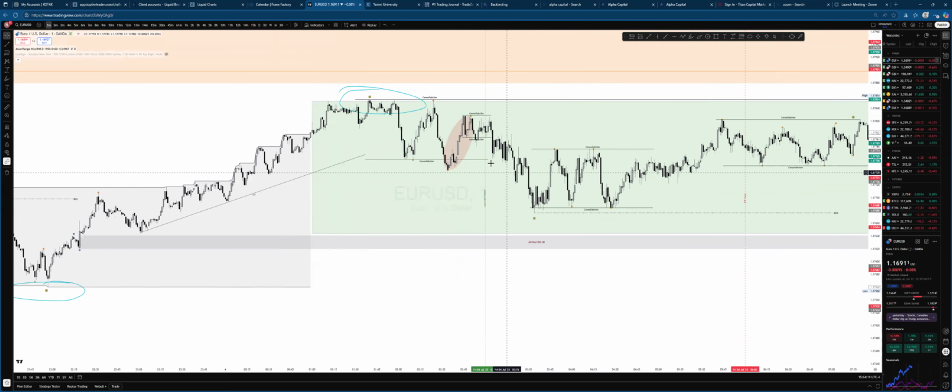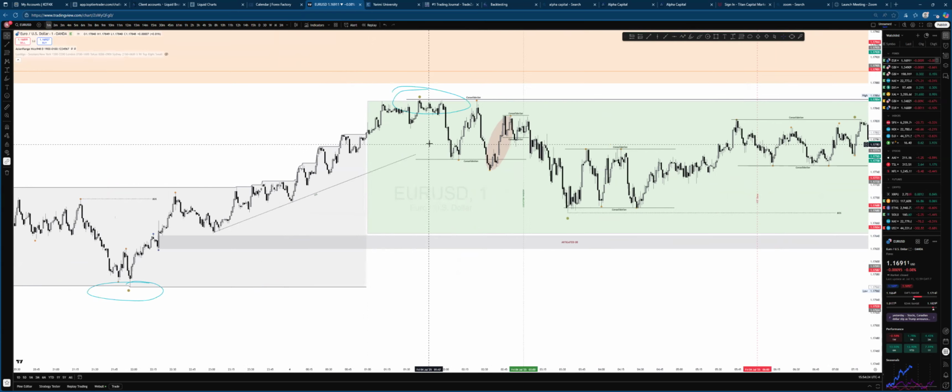Price came here, Frankfurt, I believe, yes, Frankfurt consolidation. Remember what I told you about the unintentional movement?